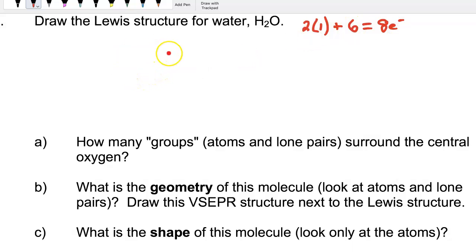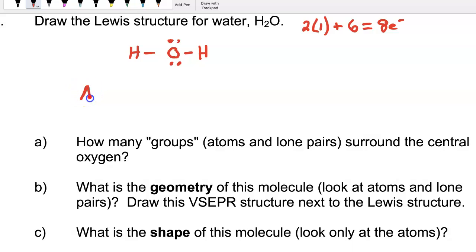And to draw our Lewis structure, we're going to do the skeleton. Oxygen goes in the middle because it makes more bonds and is more electronegative. And then with our last 2 electrons, we get this Lewis structure for water. Now to do the 3D shape, it's a little tricky. There's a couple ways to do it.